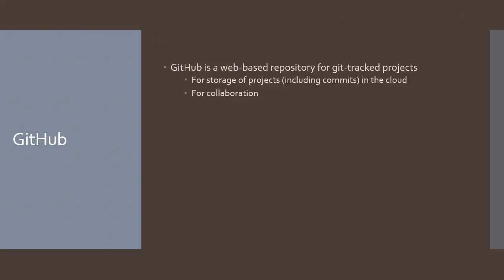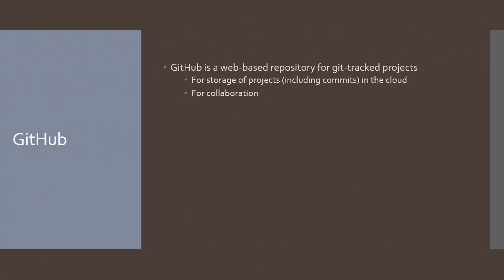A free online system that we're going to use to be able to use Git with our R projects is GitHub. So here's a little bit of information and background about GitHub. GitHub is a web-based repository for Git-tracked projects. It's for the storage of projects, including commits, in the cloud. It also provides many tools for collaboration.